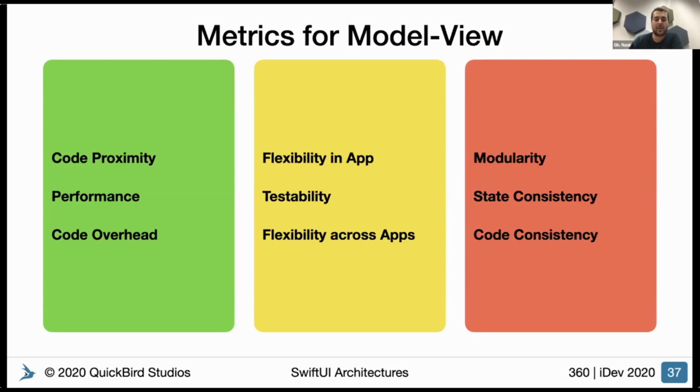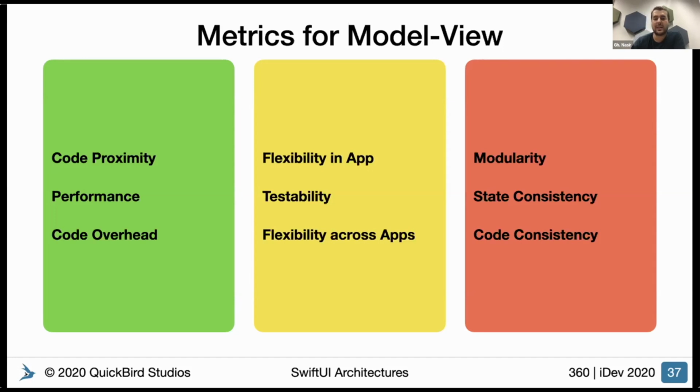There's very little code overhead, assuming that you have all of the model services and stuff like that abstracted well enough. Then you pretty much have no code overhead that is apparent to the architecture itself. Then we have this yellowish part, which means that there are positive sides, but there are also negative sides depending on the specific situation.